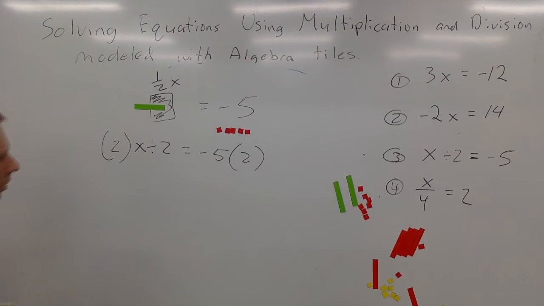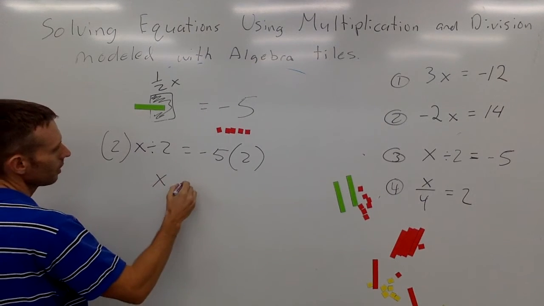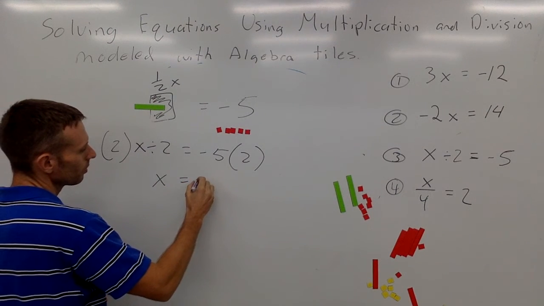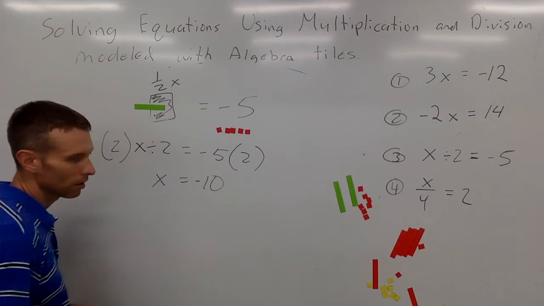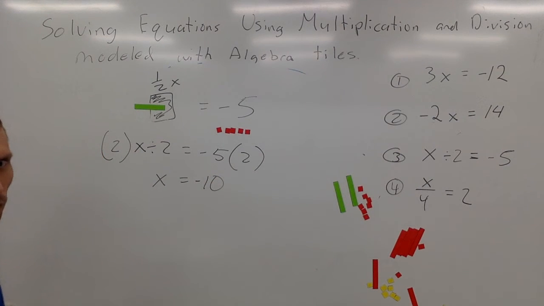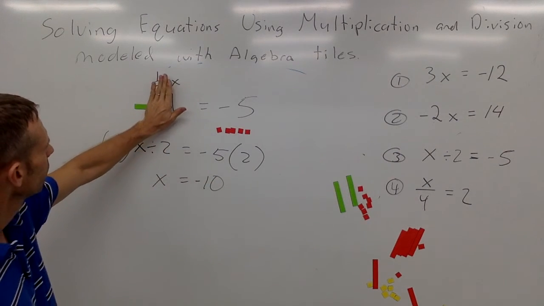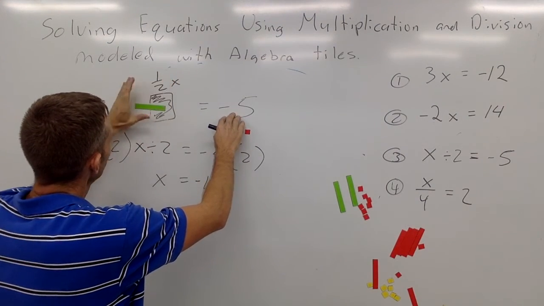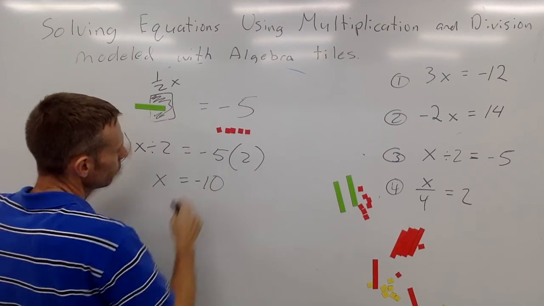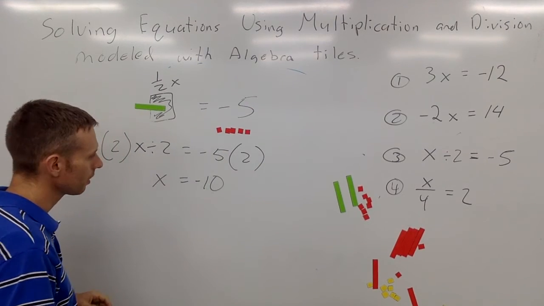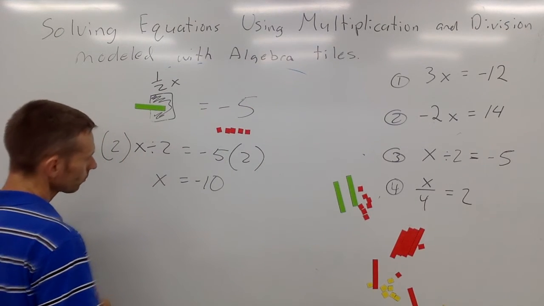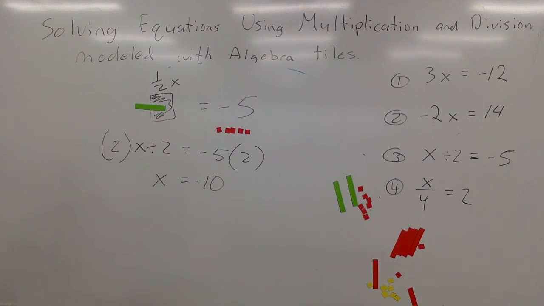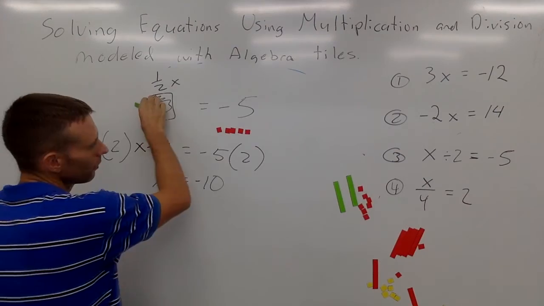X divided by 2 times 2 just gives us an x. Negative 5 times 2 gives us negative 10. Does that make sense? Look, if half of an x equals negative 5, then that means a full x should be negative 10, right? You can see how the scales are balanced. I hope that makes sense. Okay, let's do one more.